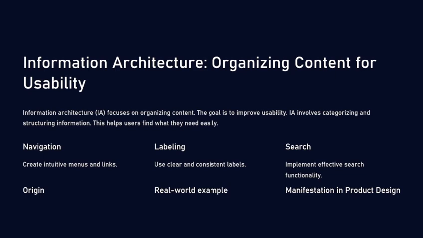For a real-world example, think about a website menu. A well-designed website menu, good IA, helps users quickly find what they want, like the About Us section, products, and contact. A poorly designed menu, bad IA, confuses and frustrates the user.